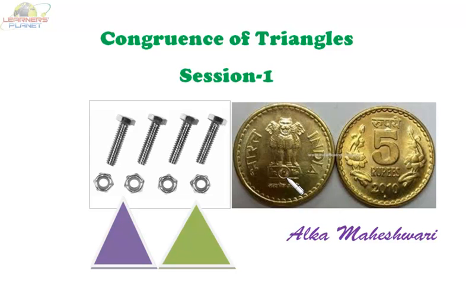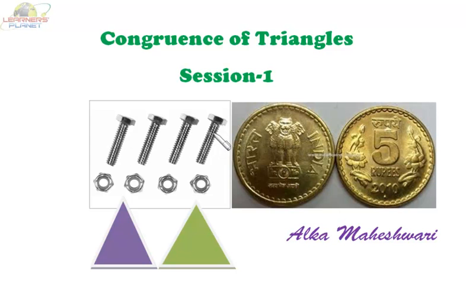Here we can see a 5 rupee coin and one other coin. If you put this 5 rupee coin on this coin, both of them will be of exactly same size and you won't be able to see the remaining part of this particular coin. Or we can say, since both the coins are same or identical in all respects, that is shape and size, if you put this coin on this, you won't be able to see this coin. Okay, so this is the concept of congruency.